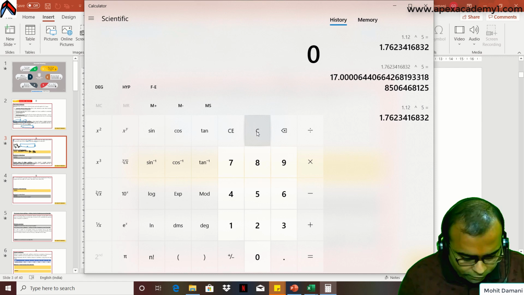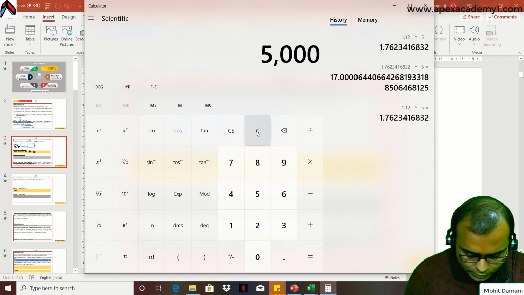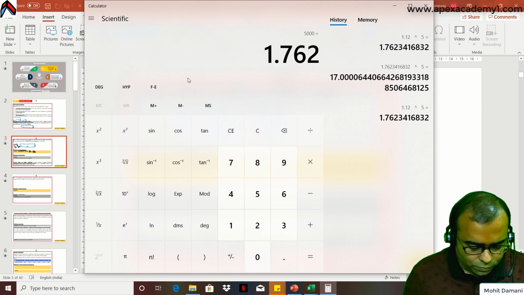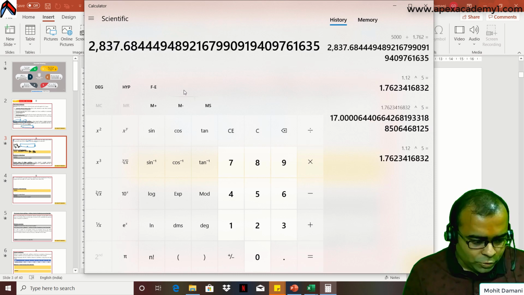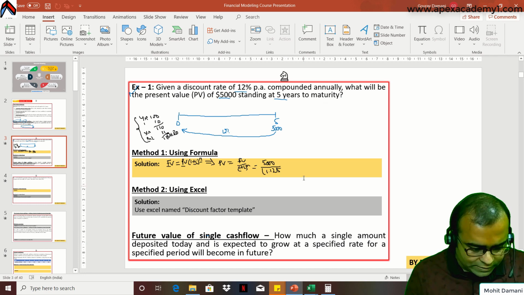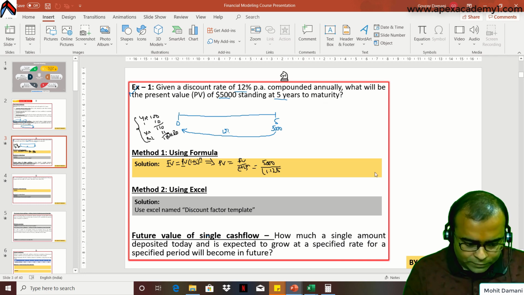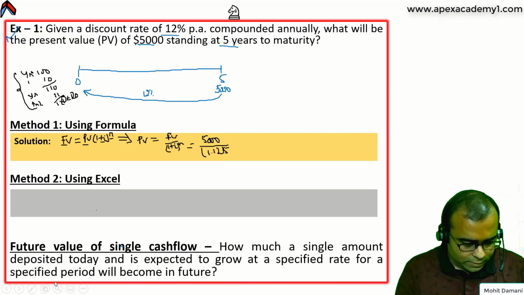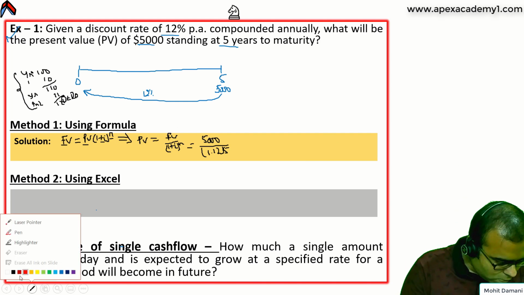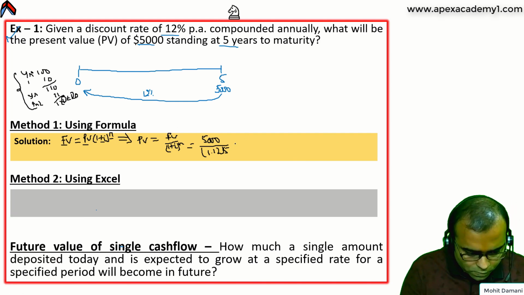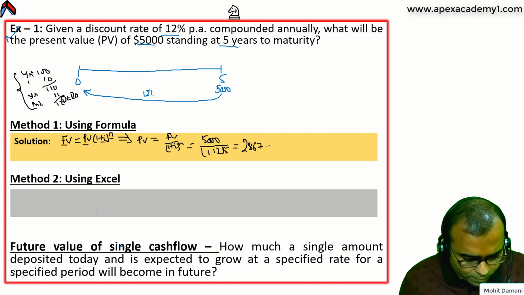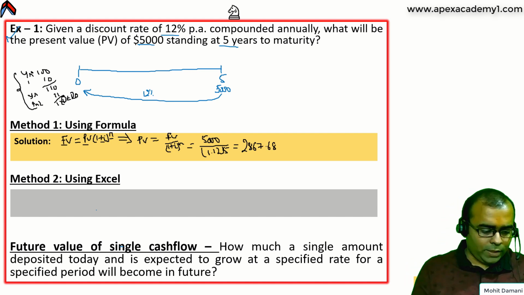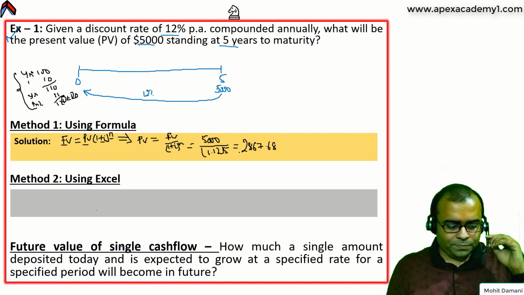So 5,000 divided by 1.762. I think it was 1.7623. Yes, 2867.68. So our answer is 2867.68. I hope you got the maths. Okay, it's equal to 2867.68. Okay, so that's what it is.